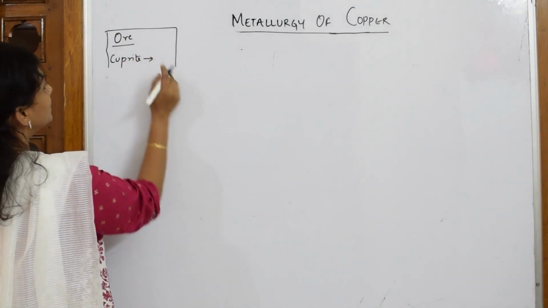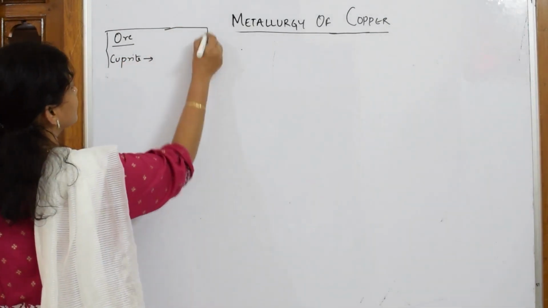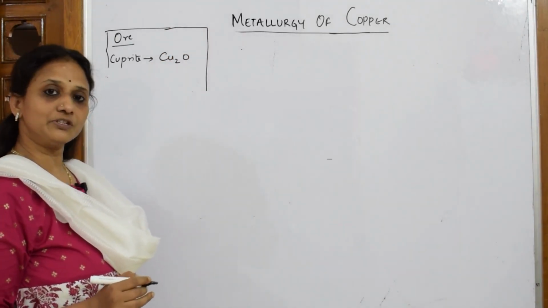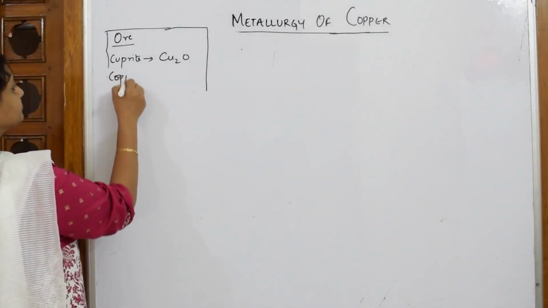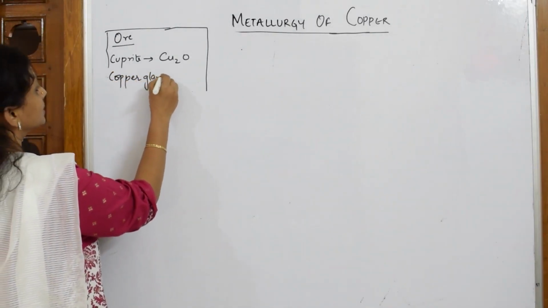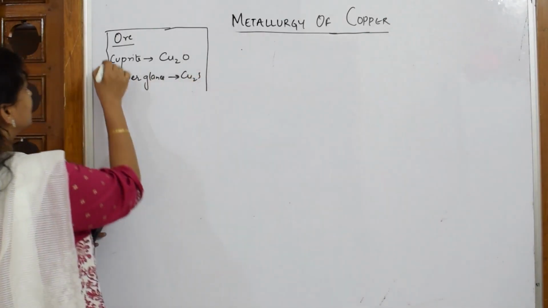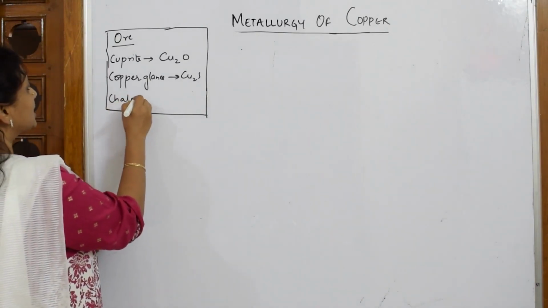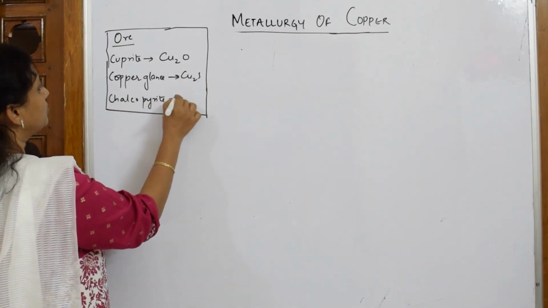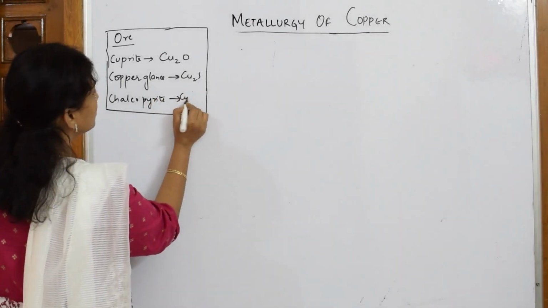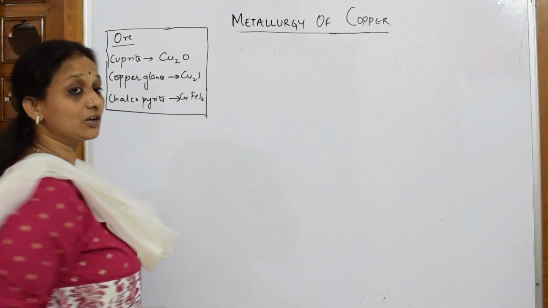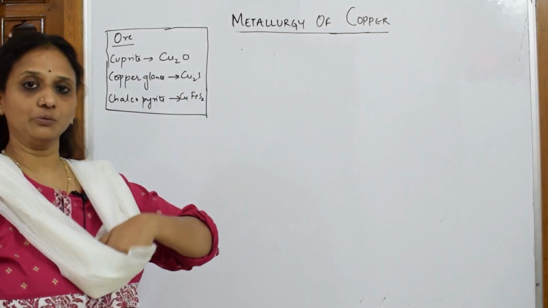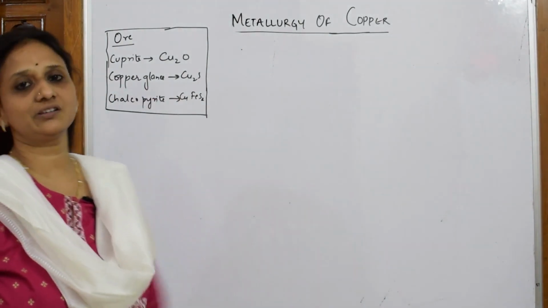So cuprite formula, let me make this a bit bigger. Cuprite is Cu2O. Then the ore of copper which we are going to use is copper glance. Copper glance is Cu2S. And after that, which I am going to use in this process is chalcopyrite. The formula for this is CuFeS2. I'll be using this chalcopyrite in all the metallurgical processes. So please practice the formulas first, so that whenever I'm using chalcopyrite, it is easy for you all.